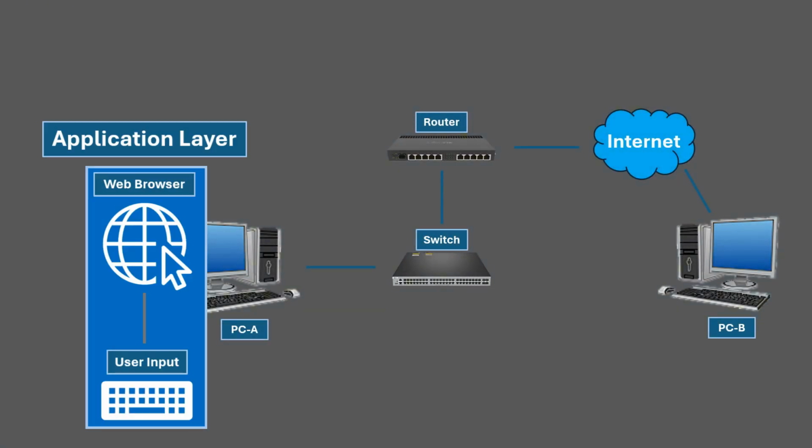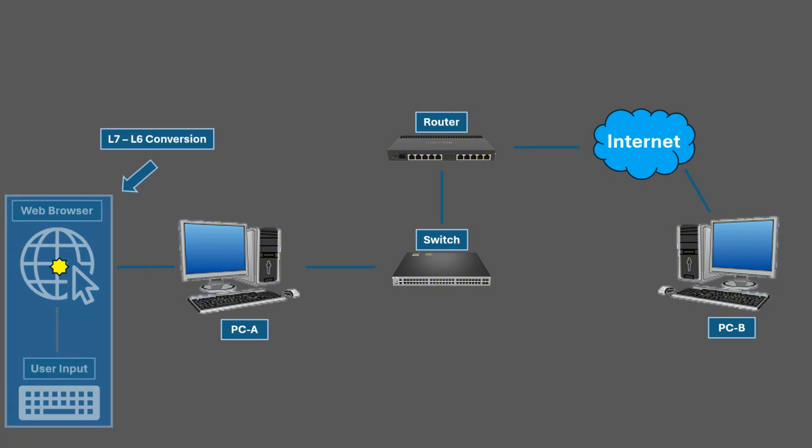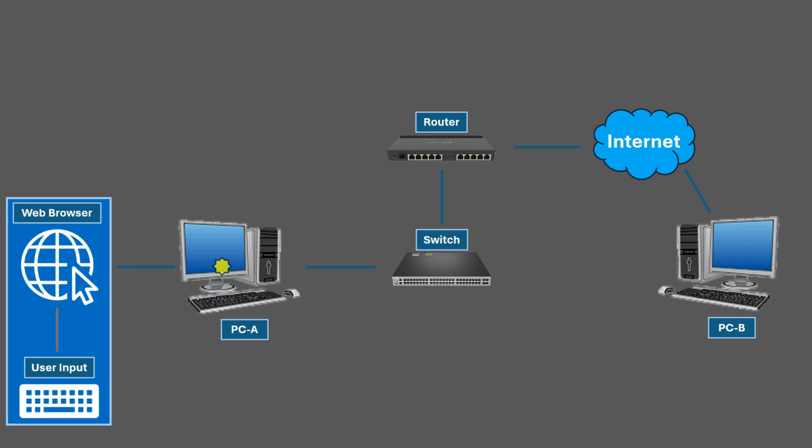Here is the application layer isolated from the remaining layers of the OSI model. The two main components here are the user input and the web browser. The following is an animation demonstrating the user input being converted to a suitable data format that can then be sent across the network and over the internet to a receiving machine.